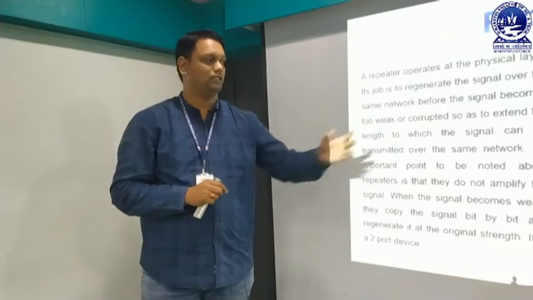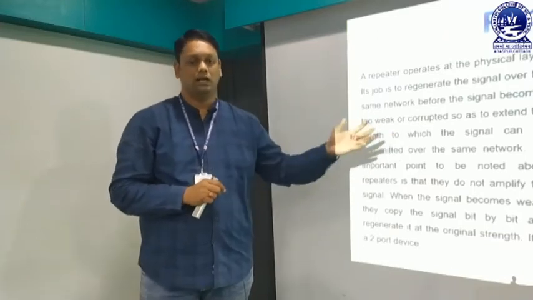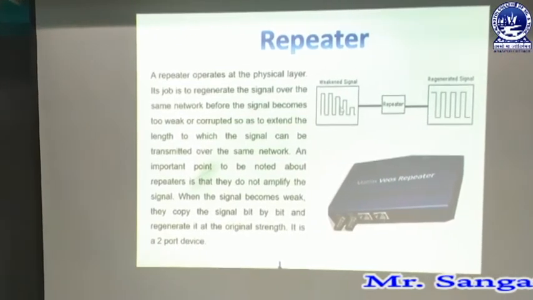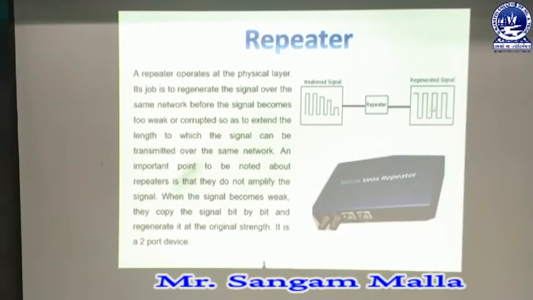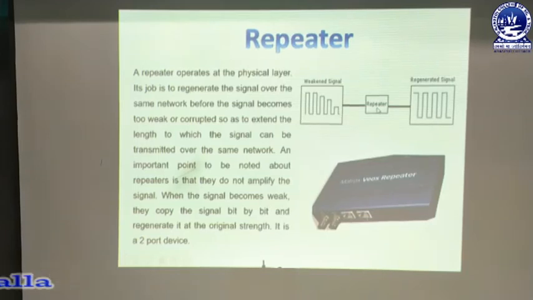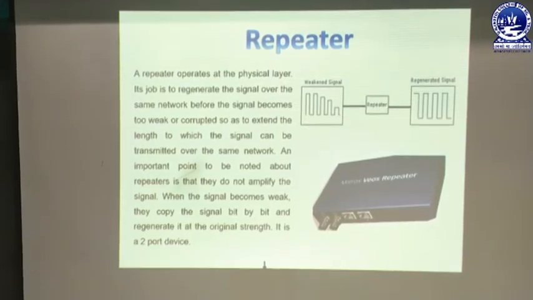You can clearly see the image over here showing how the repeater works. Here you can see there is a weakened signal, that means here we have a digital signal and the regenerated signal is also digital in nature. So the repeater is not responsible for changing the signal, that means analog to digital or digital to analog. It is only responsible for boosting the weakened signal to the energy level of a wave which has the highest energy levels.